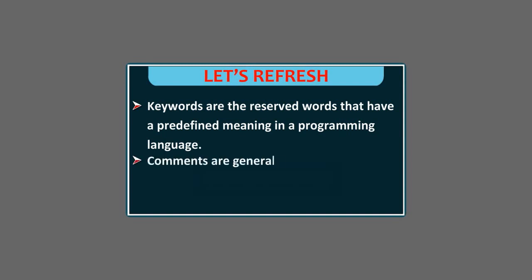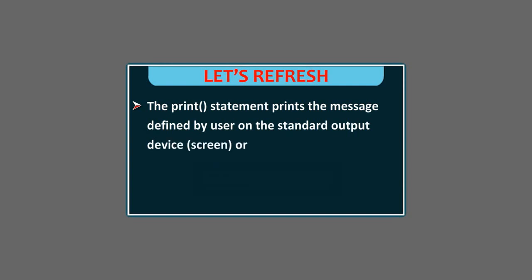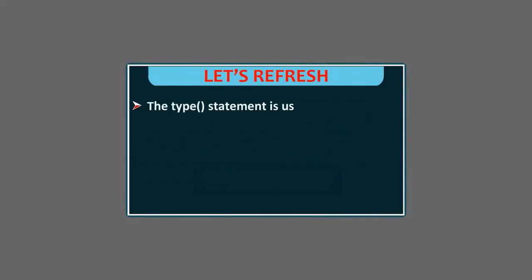Comments are generally used to explain the parts of the code. The print statement prints the message defined by the user on the standard output device, the screen, or the text stream file. The input statement is used to take input from the user. The type statement is used to identify the data type of a specific Python object.